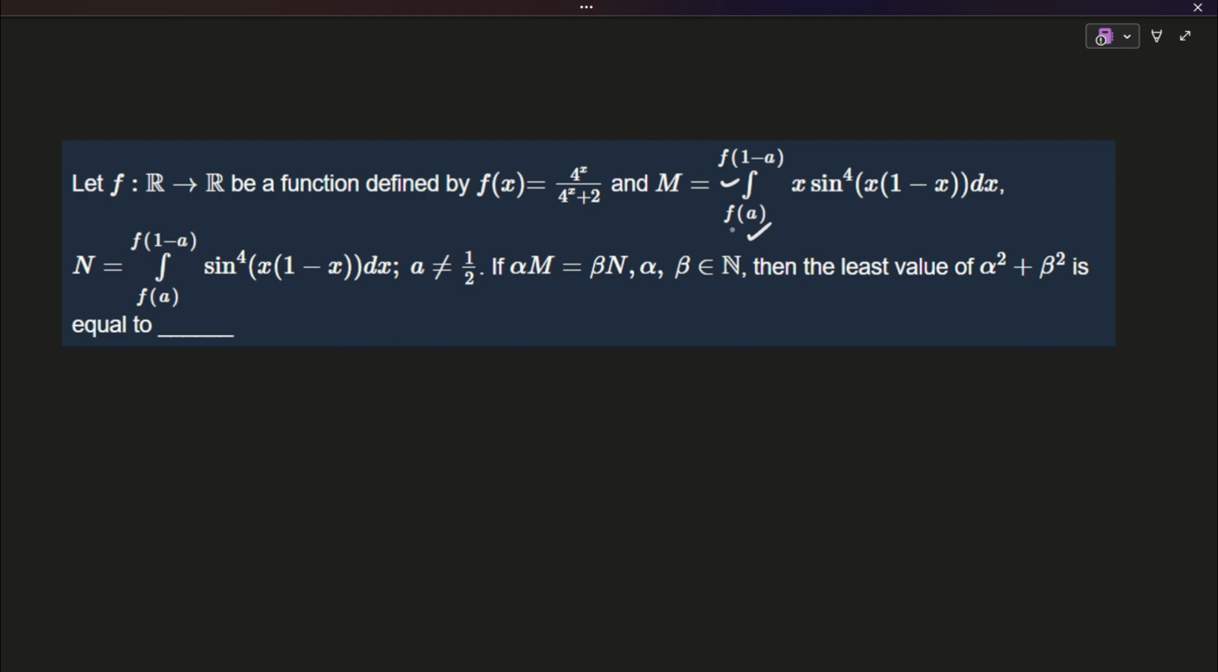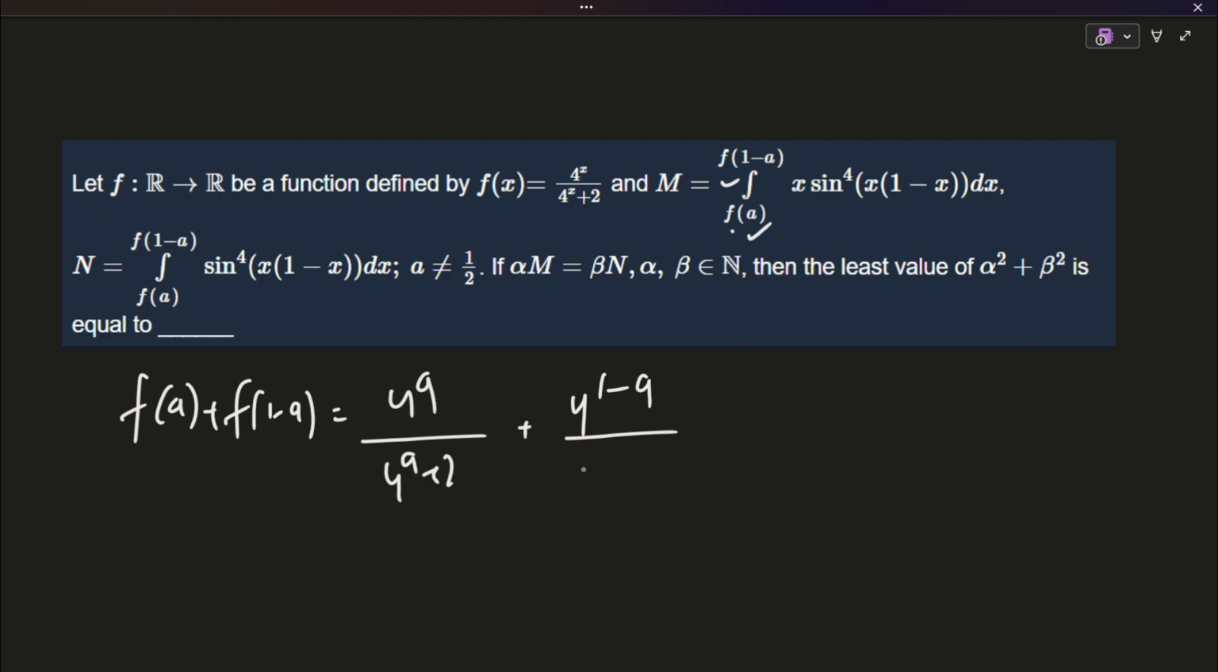So this means you need to find the value of f of a plus f of 1 minus a. That is the key here. And f of a plus f of 1 minus a should be nothing but 4 to the power a by 4 to the power a plus 2, and this should be 4 to the power 1 minus a by 4 to the power 1 minus a plus 2. If you do that, you will simply get 4 to the power a, the first one is as it is, and the next one is nothing but 2 by 4 to the power a plus 2. And that was basically 1.